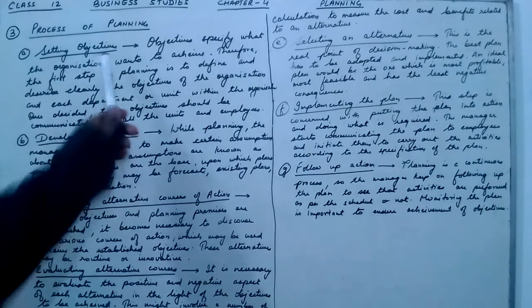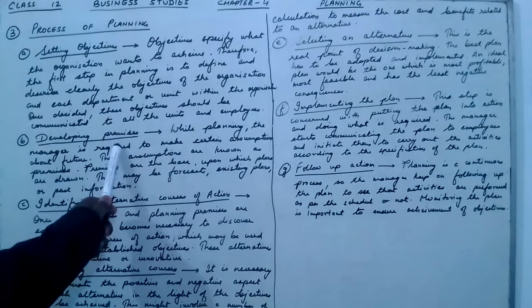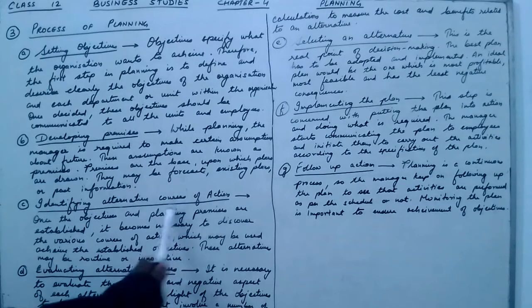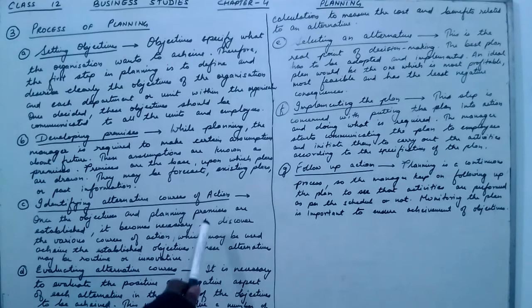Now, once the objectives are made, premises are developed, various alternative courses of actions are decided. Now, each and every action is evaluated, what is the positive aspect and what is the negative aspect, so that the correct decision can be taken.